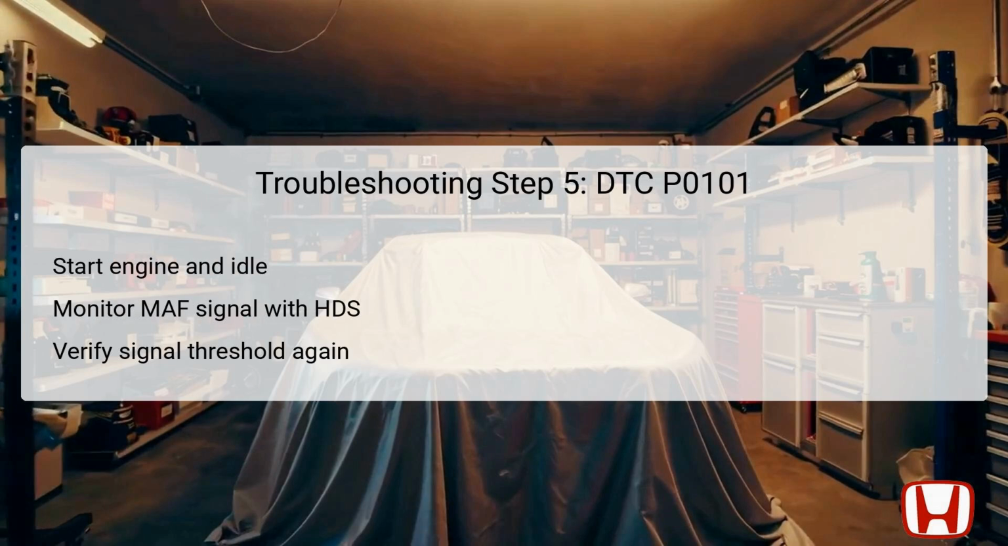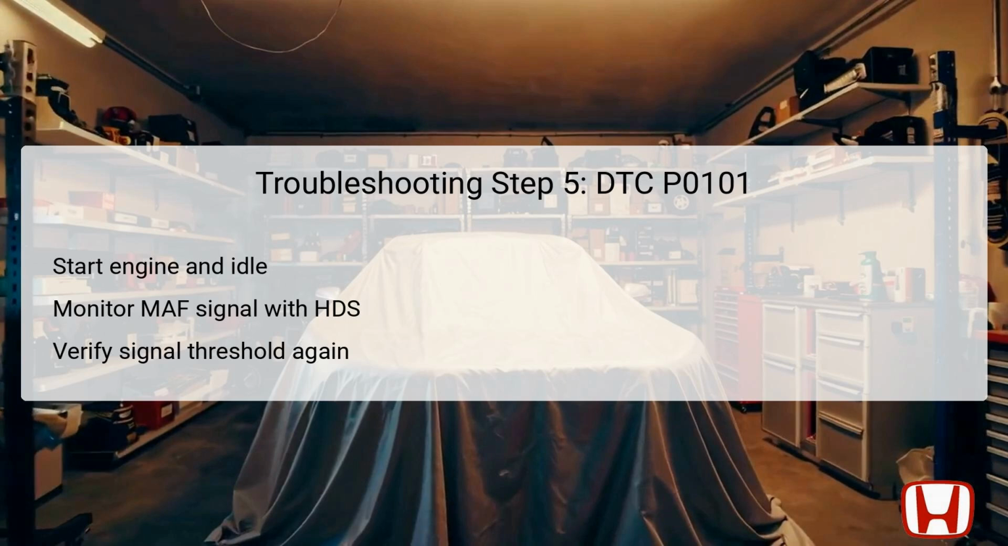Step 5 necessitates starting the engine and allowing it to idle while continuing to monitor the MAF sensor signal using the HDS. Again, you should check for readings that indicate proper operation, ideally falling between 520 and 10,000 Hz. This step is crucial because while the engine is running, various conditions affect how the MAF sensor operates, and identifying discrepancies in readings can confirm underlying issues.